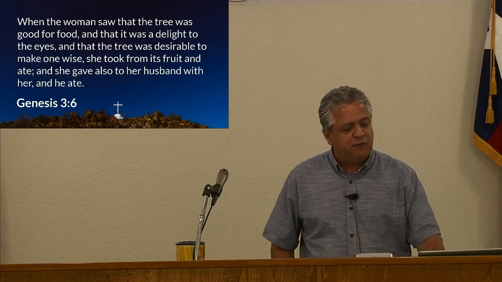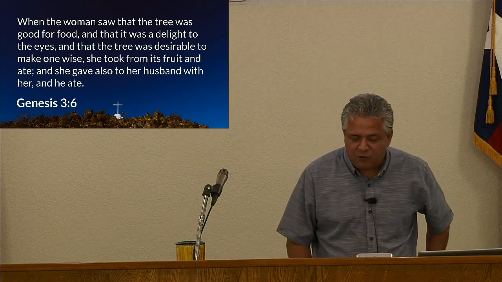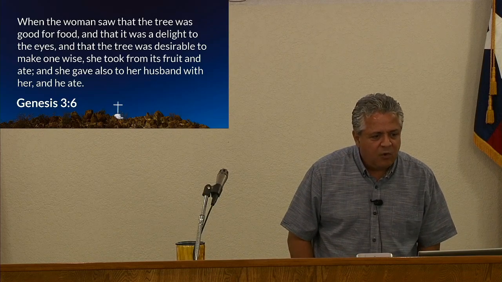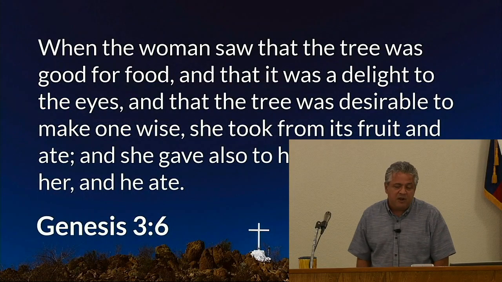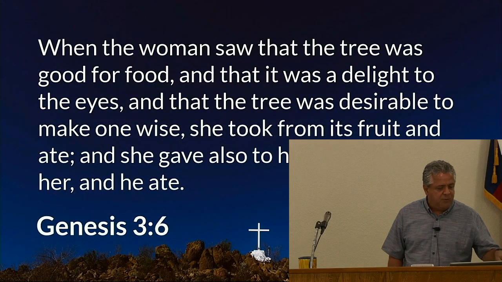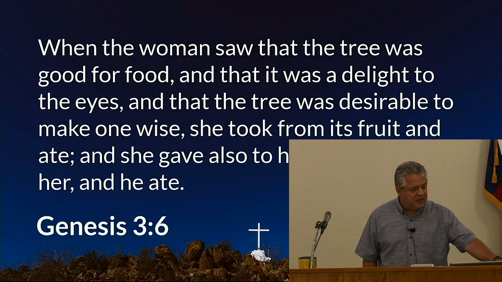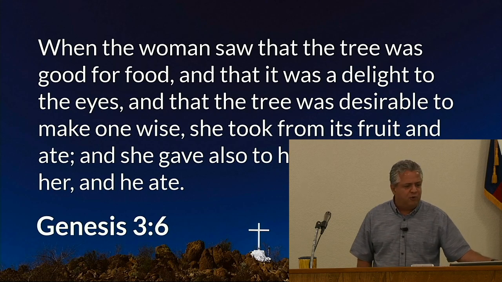Eve looks at the fruit in the next couple of verses. In Genesis 3, verse 6, this is how the story continues. When Eve, I call her Eve, not the woman. She's Ish in the Bible, the Hebrew word for woman. But when the woman Eve saw that the tree was good for food.